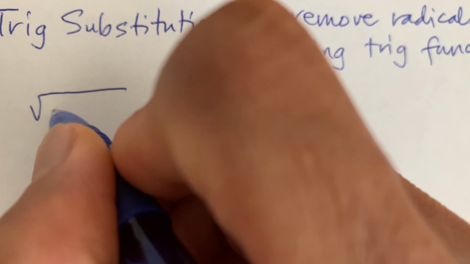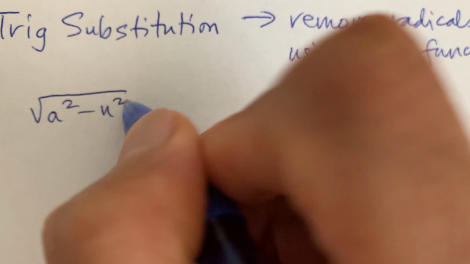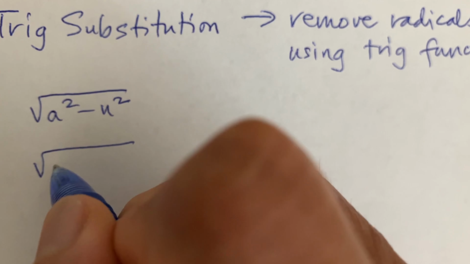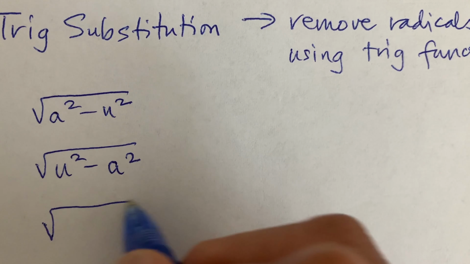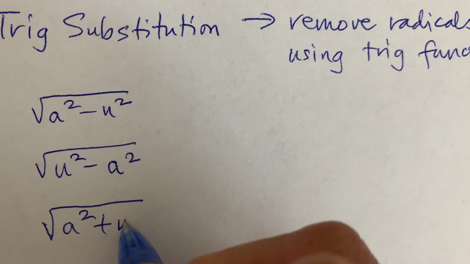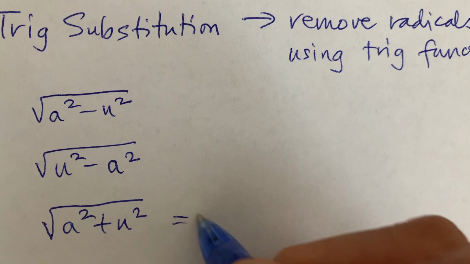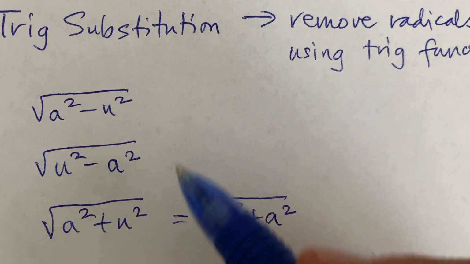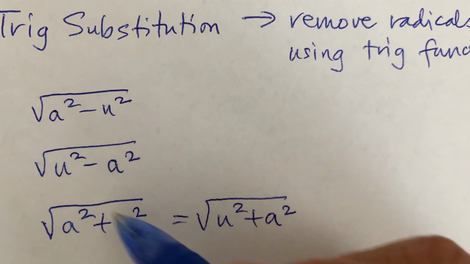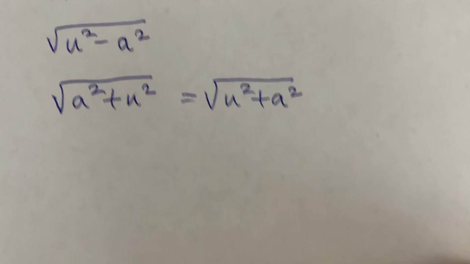These are the a squared minus u squared. The second type is u squared minus a squared. And the third type is a squared plus u squared. This can also be written as u squared plus a squared. How will we remove these radicals? Let's look at the first one.